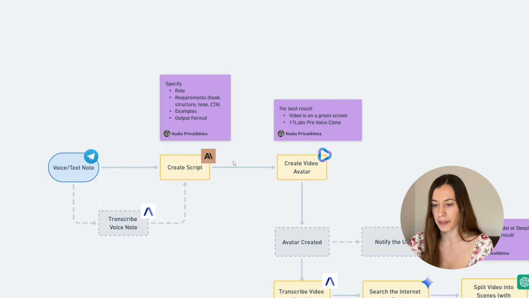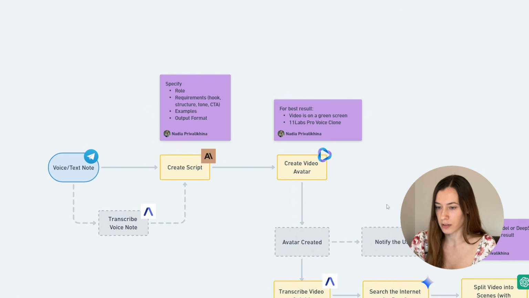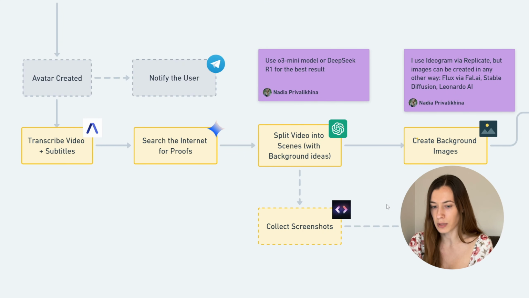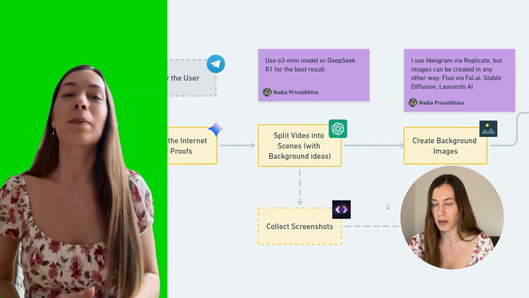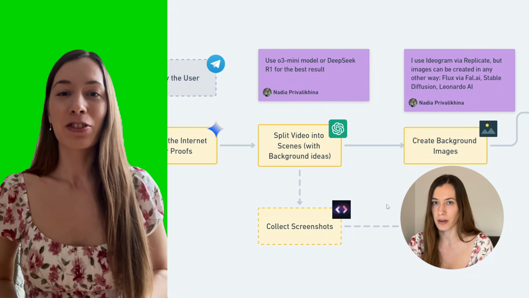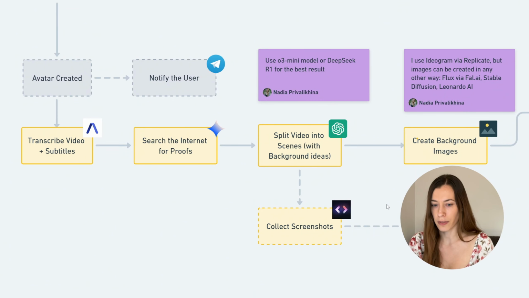After we have that script prepared by Claude, then we use HeyGen to create the video avatar. And after we get that avatar, we send a notification back to our user, to us in Telegram, and start with the second part of this automation. At this point, we have our avatar, but we want to have a background, right? For that, I transcribe that video again and extract subtitles together with timestamps.